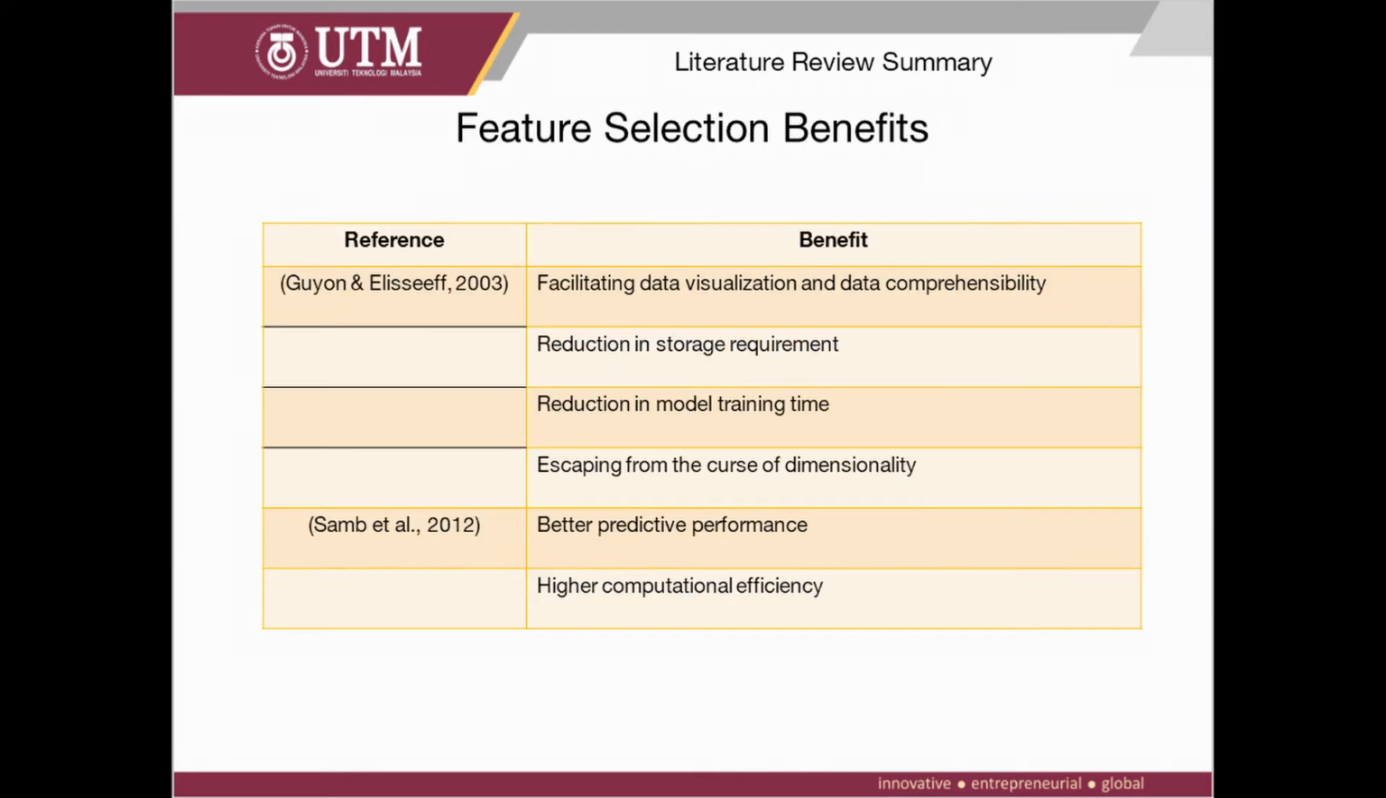There are several benefits from performing feature selection on the dataset. Firstly, it facilitates data visualization and data comprehensibility. By reducing the size of the dataset, it helps in reducing the storage requirement. Smaller datasets also mean faster training time and help us to escape the curse of dimensionality. By eliminating the curse of dimensionality, the models can now produce better predictive performance and higher computational efficiency.